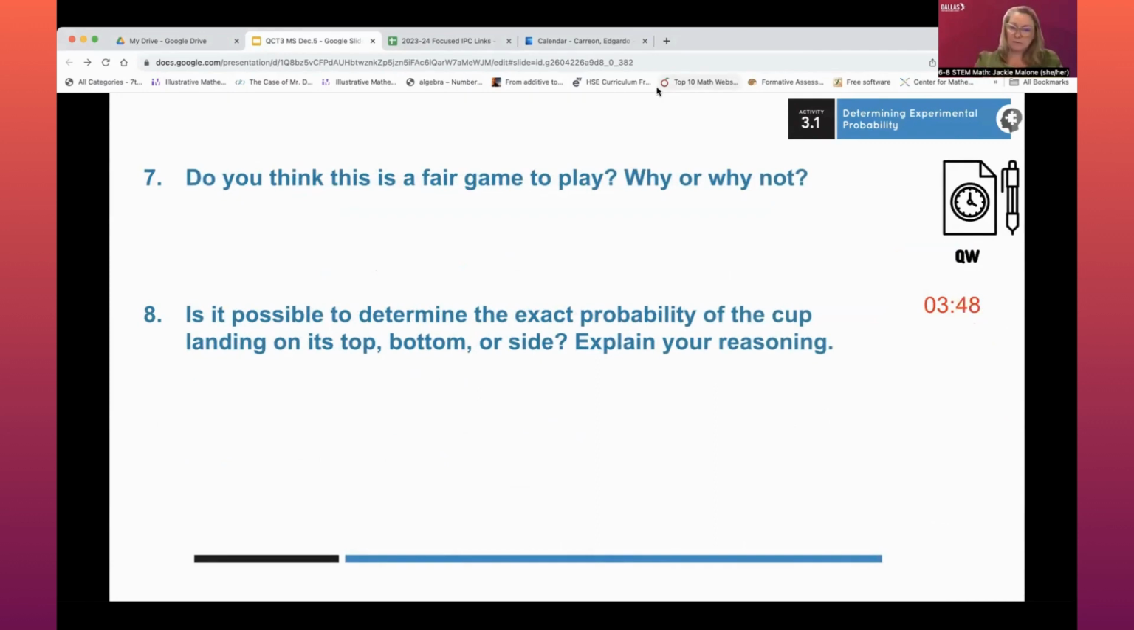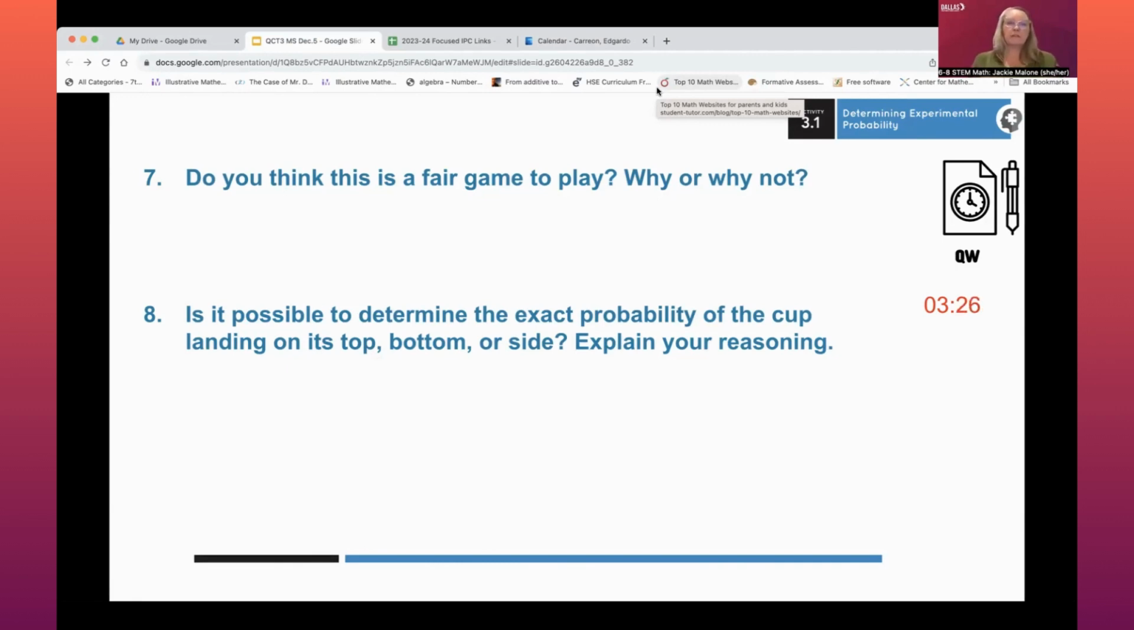Now, we don't want to take the learning away because tossing the cup is quite fun for the teachers as well. We know we have to do this in our class before we do this with students. And then how do we determine the exact possibility? Is it really a fair game? Because that leads to equal distribution of the sample spaces. All right, so we've done that.